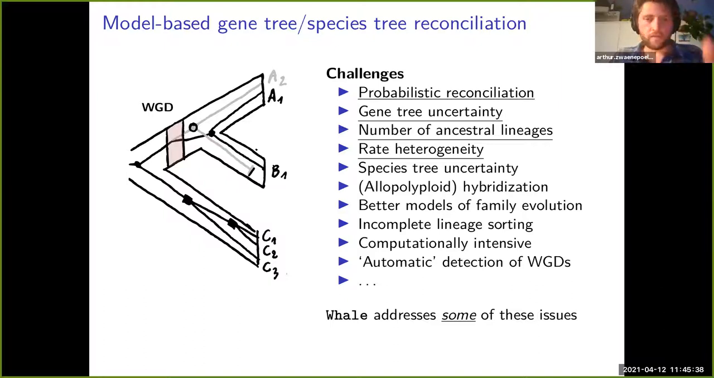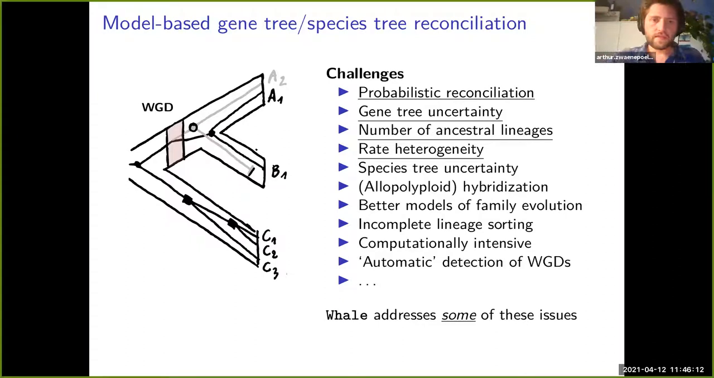So I implemented a program which addresses some of these issues. It's called Whale. It does probabilistic gene tree reconciliation, and it takes into account gene tree uncertainty in a quite nice way, I think. It's a Bayesian program. It does Bayesian inference, so it can take into account complicated models of rates across the tree, etc. So that's all nice, but still it's a huge mess to make sense of all these trees. So it's really hard, I think. And so I became a bit disillusioned with it.